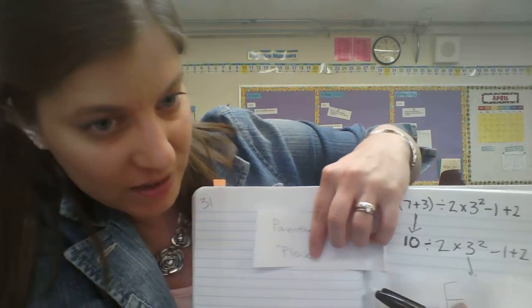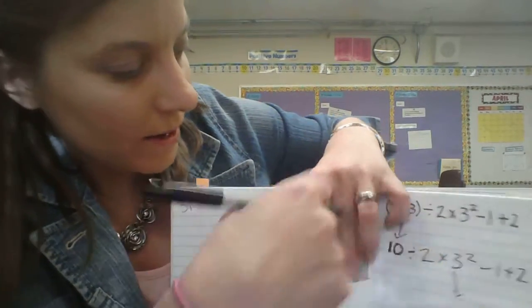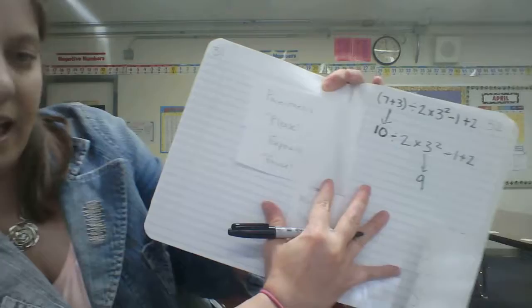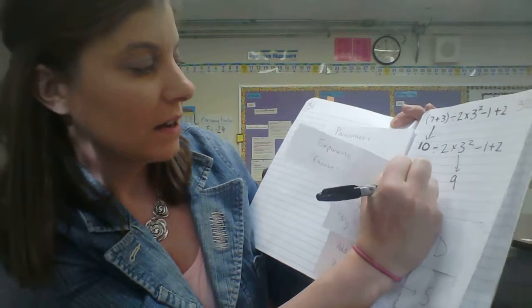This is going to make sure it's underneath the exponent flap. You can see that right there. Okay, so 3 squared, I'm going to write is 9. So there's that. Now I'm going to bring everything down. So I have 10 divided by 2 times 9 now, minus 1 plus 2.